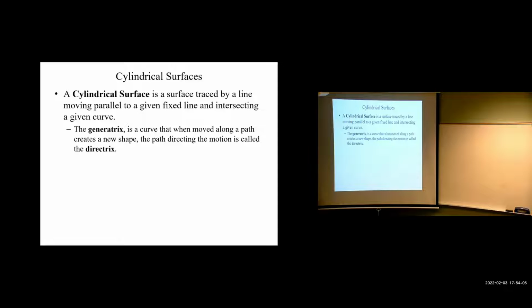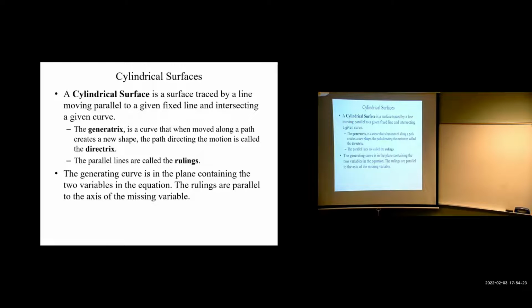That generatrix moves around a directrix. For those of you guys who have seen conics, that term should sound familiar. That's what creates our parabola, our circle, all our conic sections. Those 3D lines that make the 3D surface, those are called rulings. So where you're going to see these is in equations that only have 2 of the 3 variables. Remember the cylinder was x squared plus y squared equals 1. Z was missing. So it was a circle in 2D. When we added that z-axis, all it did was go in the z direction. That's what these cylindrical surfaces are.